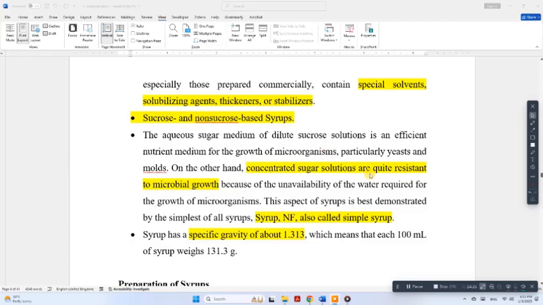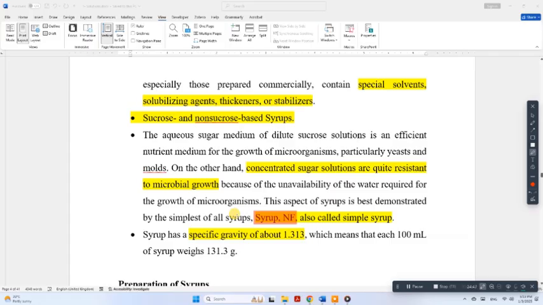Syrups contain a large proportion of sugar. One important thing to note is the simple syrup NF, National Formulary. This one has a high concentration of sugar. When I say high, I'm talking about 66.7 grams of sugar in 100 grams of the solution. The amount of water added is less than the sugar.